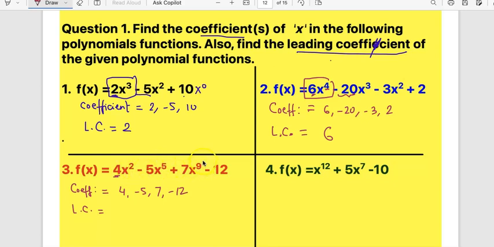What about this one? That's the highest one. Alright, and I will draw a box around it. So the degree for this whole function is 9, but the leading coefficient is what? 7. Alright, and number 4 I will leave for you.